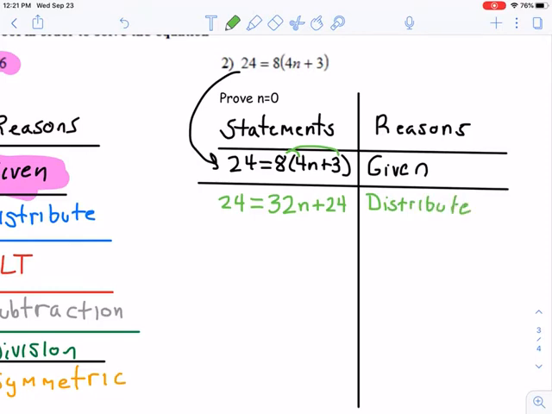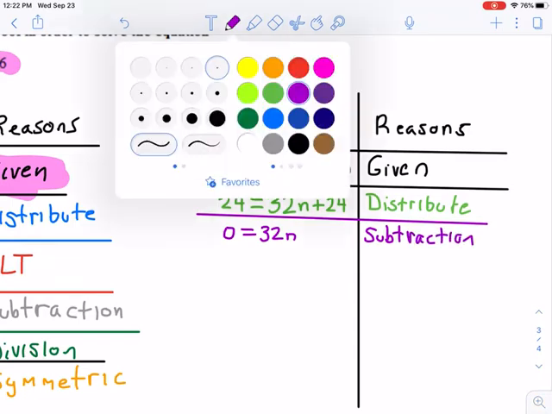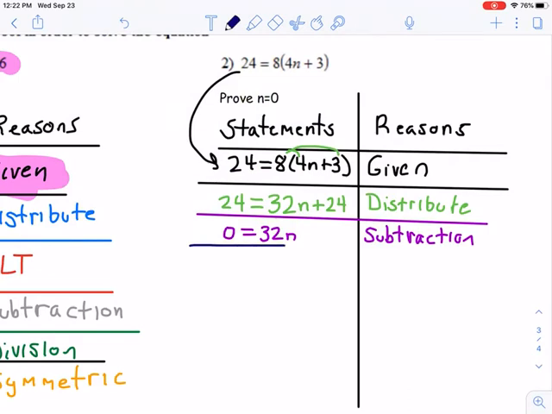And if you like algebra, if you missed the algebra from last year, probably enjoying today's lesson. I'm going to subtract 24 from this right-hand side to the left-hand side, and I'm going to get 0 equals 32n. Subtraction. Next, I'm going to divide both sides by 32. And 0 divided by 32, a little fun fact I'm writing up here. 0 divided by any number is 0.